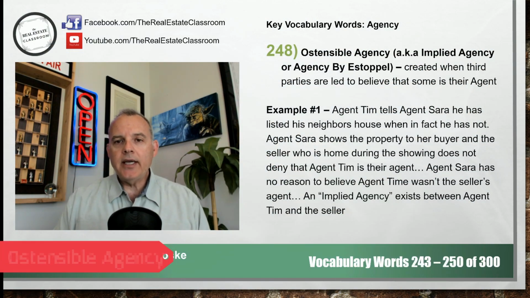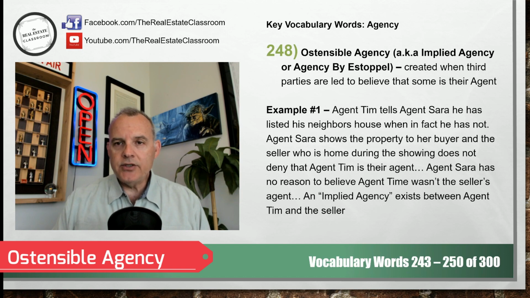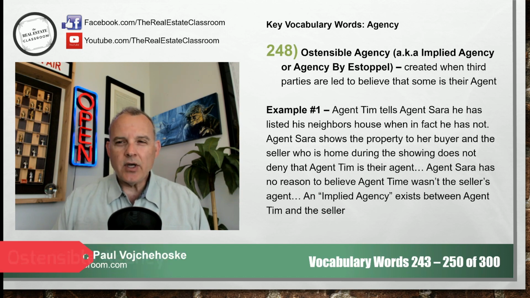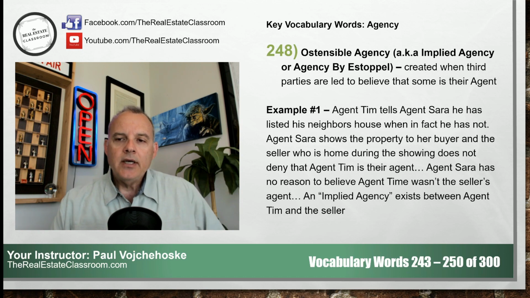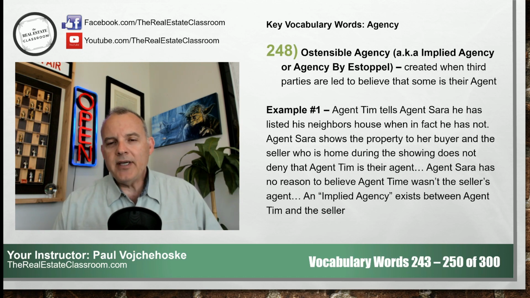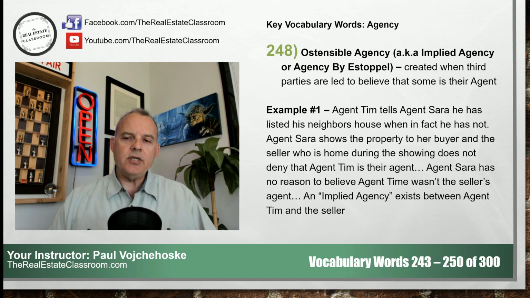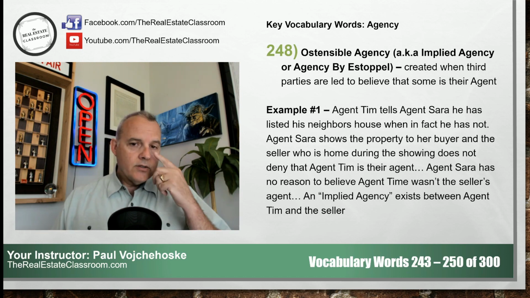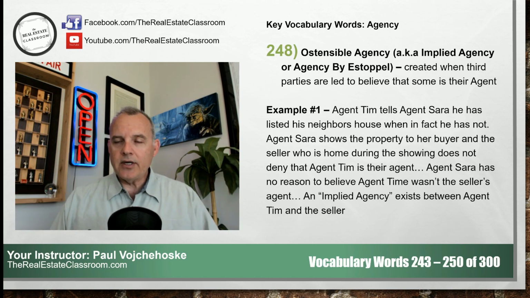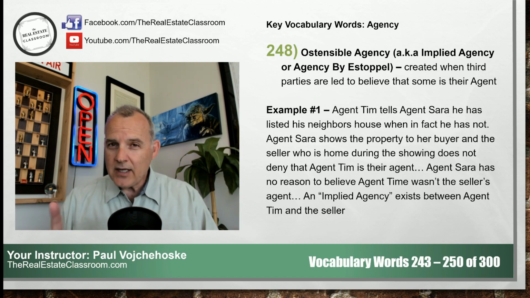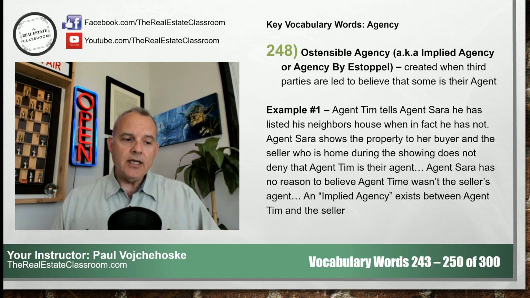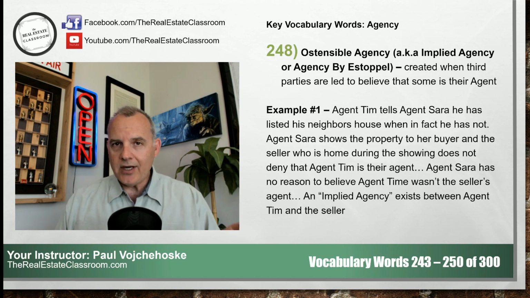Number 248 is what's called ostensible agency. Now, in some states, it's called implied agency or agency by estoppel. And essentially, this is created when a third party is led to believe that someone is their agent. So let me give you the most common example. We have Agent Tim and Agent Sarah. So Agent Tim tells Agent Sarah that he has his neighbor's house listed for sale, when in fact that's not true. But Sarah is led to believe that Agent Tim is their agent.